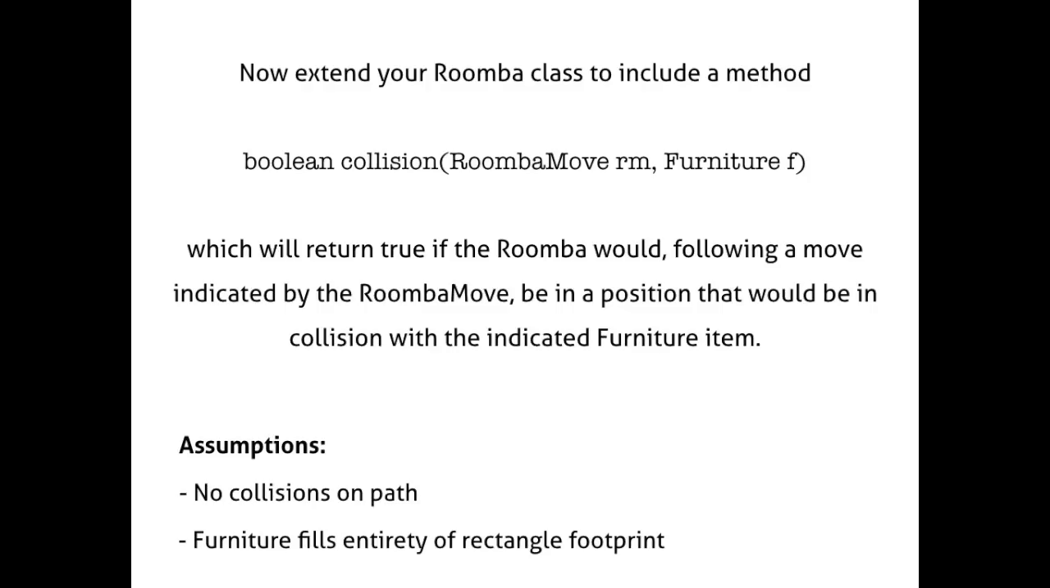We're making some assumptions here. The functionality of the method is predicated on two assumptions: that there are no collisions on the path, so no collisions on the way to this furniture, and also that there are no difficult parts to our furniture, so there aren't any differences in height which might not cause a collision to occur. We're going to assume that all furniture entirely fills its footprint. You can imagine a sofa, for example, would completely fill its footprint. There'd be no way that, at least usually, the Roomba could be within the same rectangle as the sofa and not be in collision with it. So we're going to make these basic assumptions.